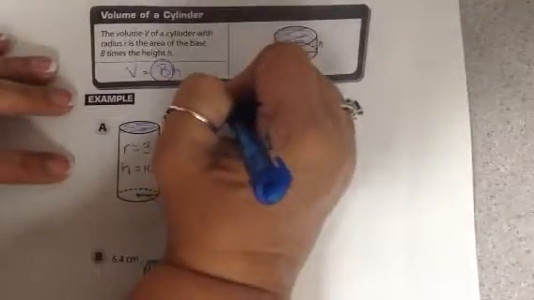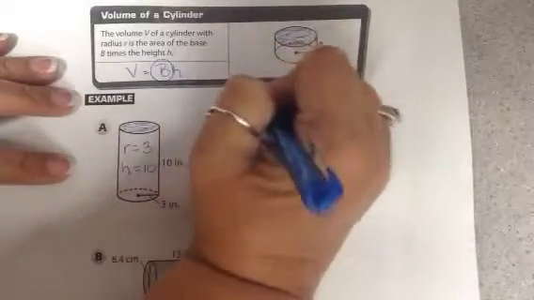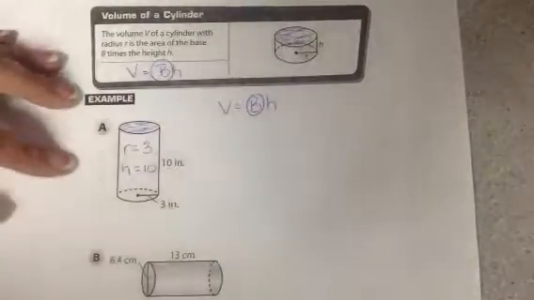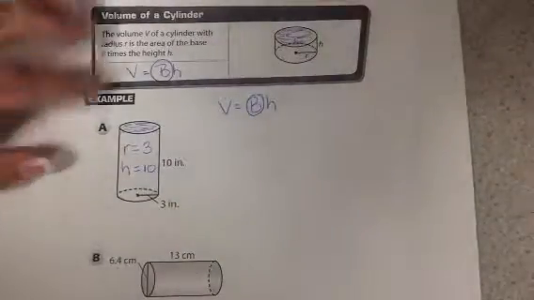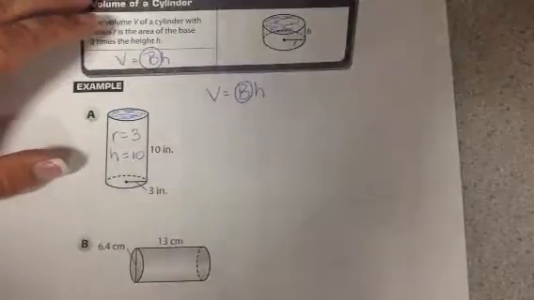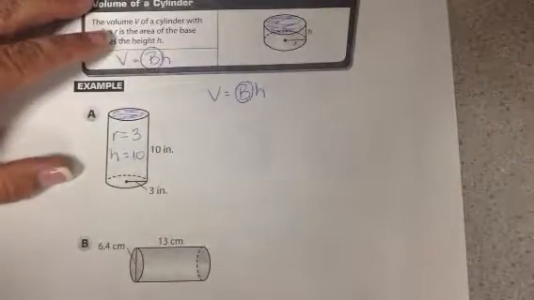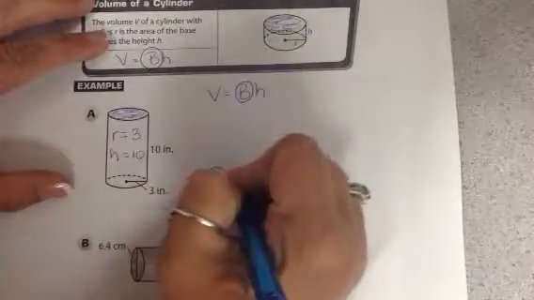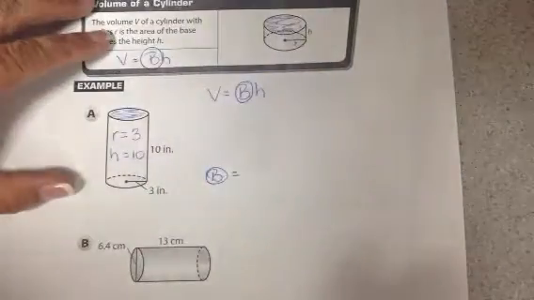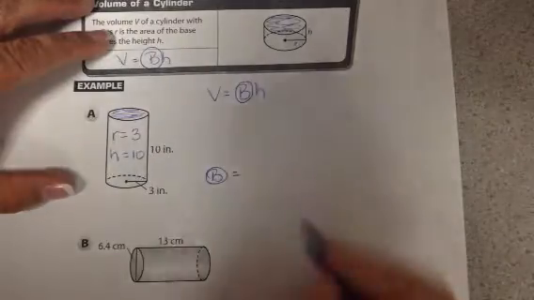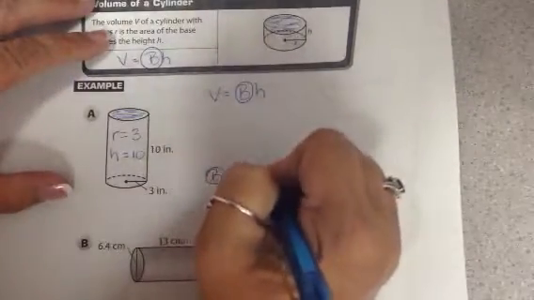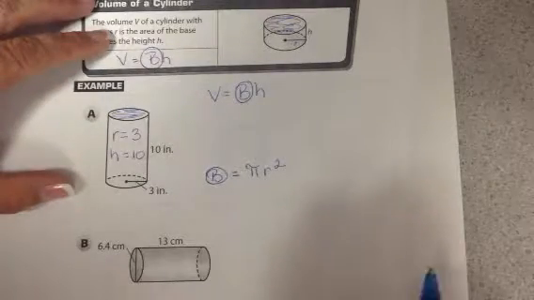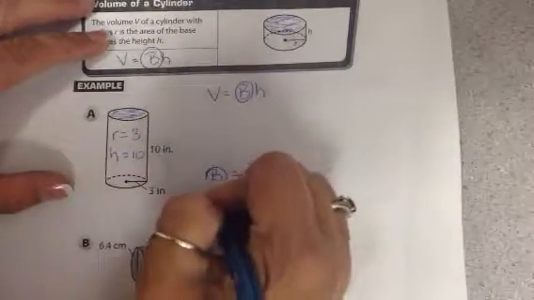Okay, my formula, V equals big B H with big B circled. Finding volume is just plugging in numbers, but in order to fill in for that, I have to find my big B. And yesterday we said to find the area of a circle, you use pi r squared. Okay? Now we're just going to fill those in.